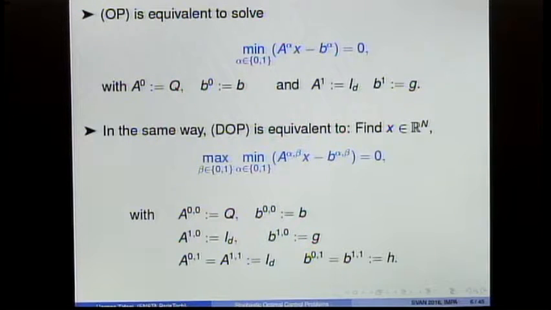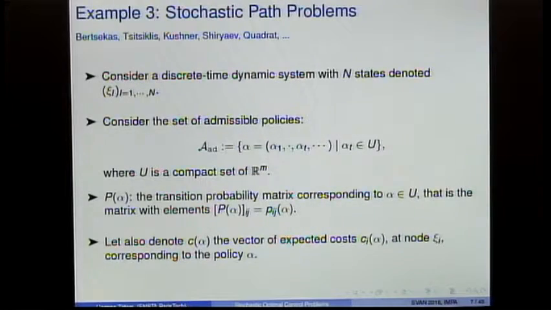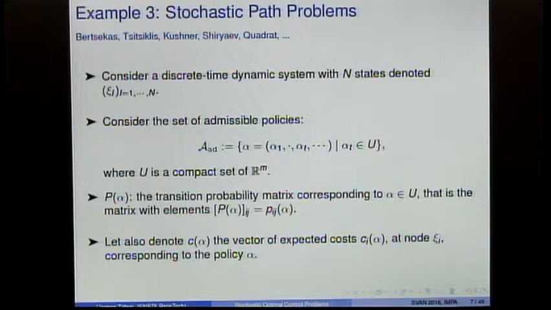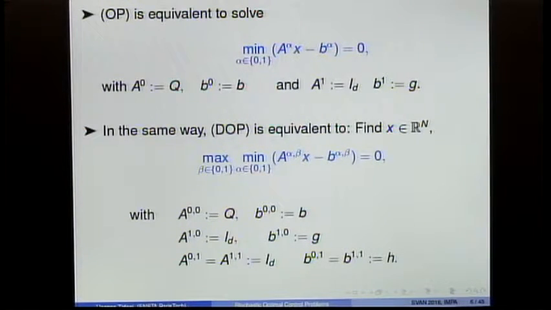And the same if we have this double obstacle problem. If we have the double obstacle problem, then we take A0,0 like Q, B0,0 like B. This is the identity. This is G for the first obstacle. And this is the second obstacle. And we can write everything also in this form with beta between 0 and 1, and alpha is 0 or 1. Okay.